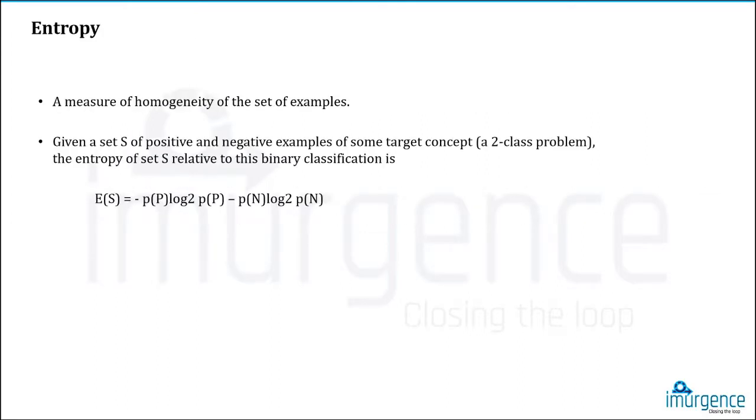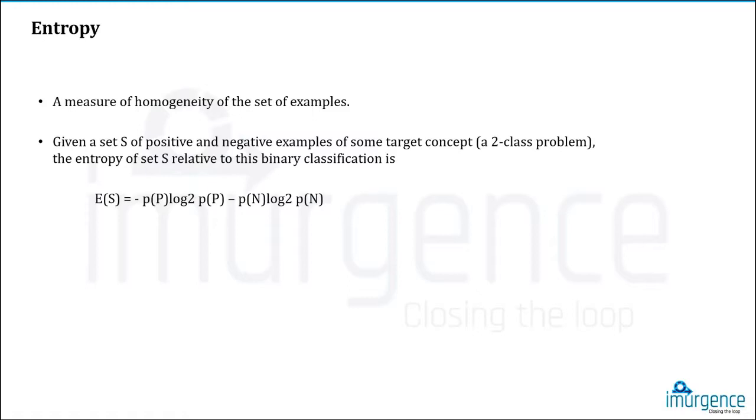So entropy is a measure of homogeneity of the set of examples. So given a set S of positive and negative examples of some target concept, a two-class problem, that means that the Y has two class data, a yes or a no, true or a false. The entropy of the set S related to this binary classification is entropy of S equals minus p log to the base 2 p, minus n log to the base 2 n, where p is the probability of the positive cases and n is the probability of the negative cases, right?